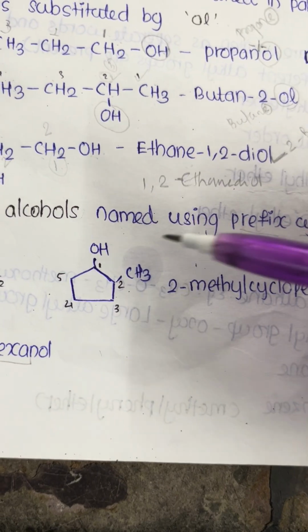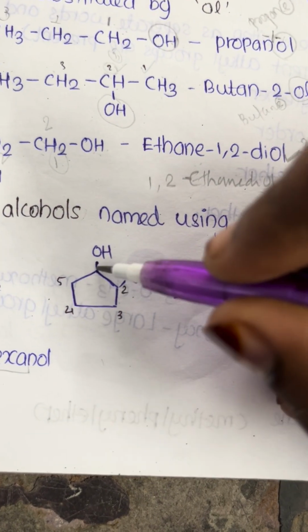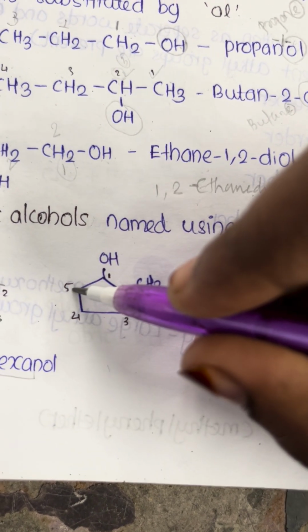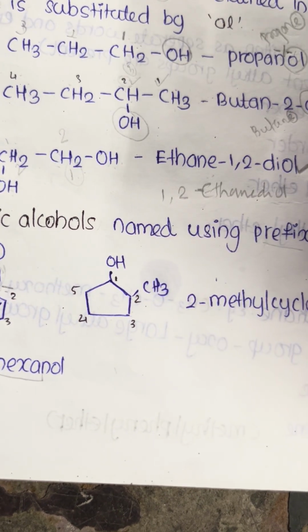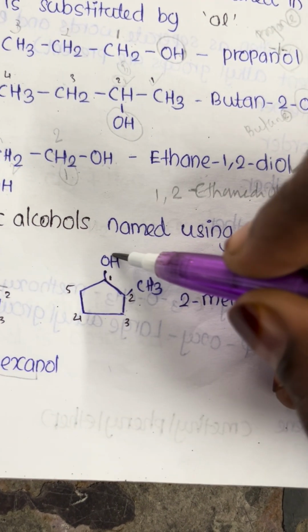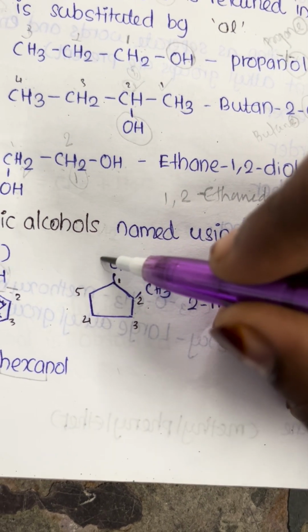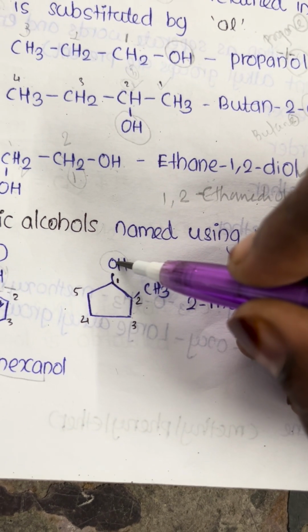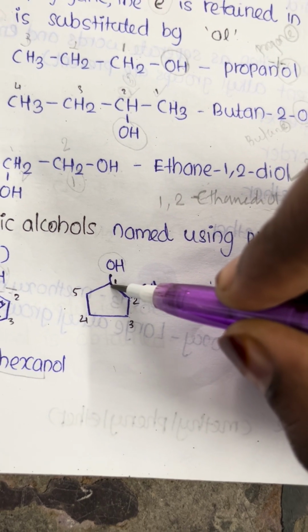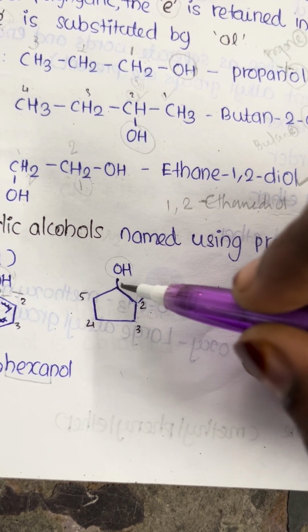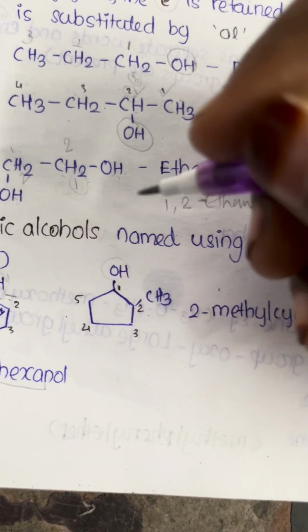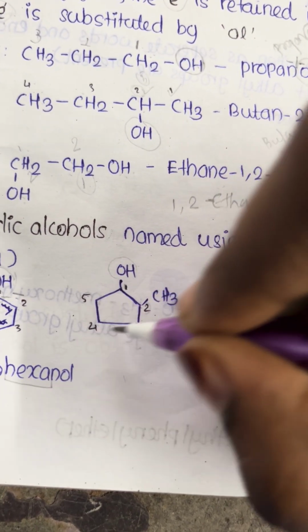Now here is another one. We have 1 2 3 4 5, a 5 carbon ring. Okay, and OH on one carbon, CH3 on another carbon. So the carbon to which the OH group is connected should get the number 1. So we should number this like 1 2 3 4 5, or else you can number this from 1 2 3 4 5.